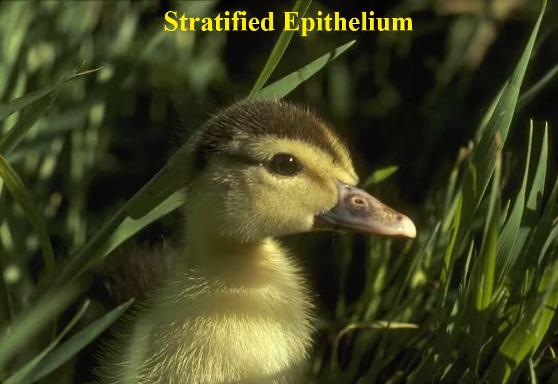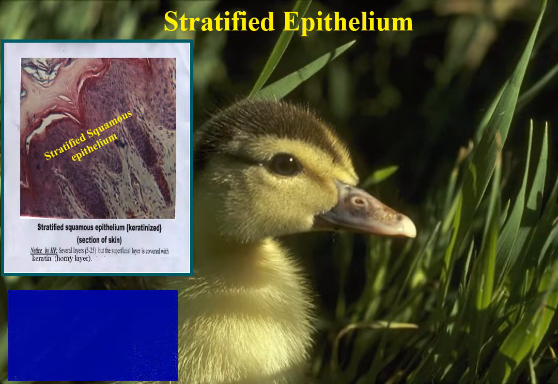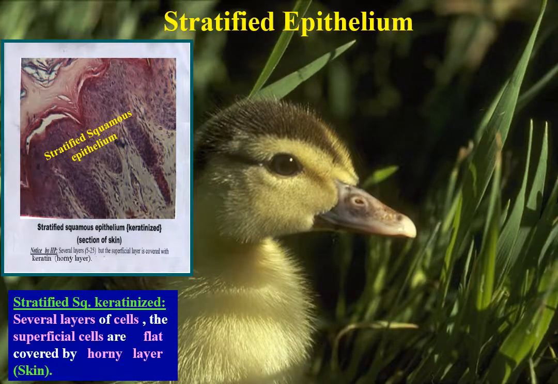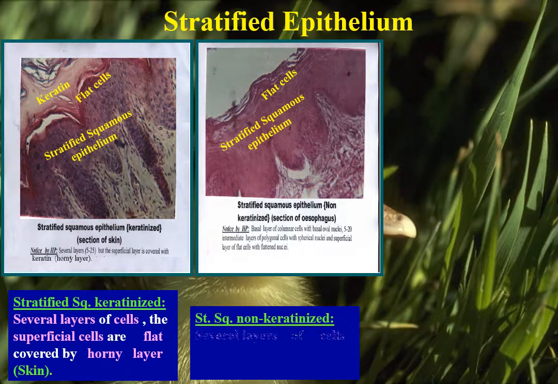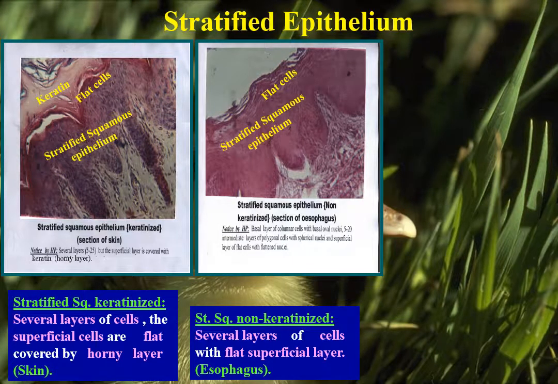Stratified epithelium is formed of several layers of cells, classified according to the shape of the top layer into several groups. Stratified squamous keratinized epithelium: several layers of cells with a flat top layer covered by keratin or horny layer. An example, the skin. Stratified squamous non-keratinized epithelium: several layers of cells with a flat top layer not covered by keratin.